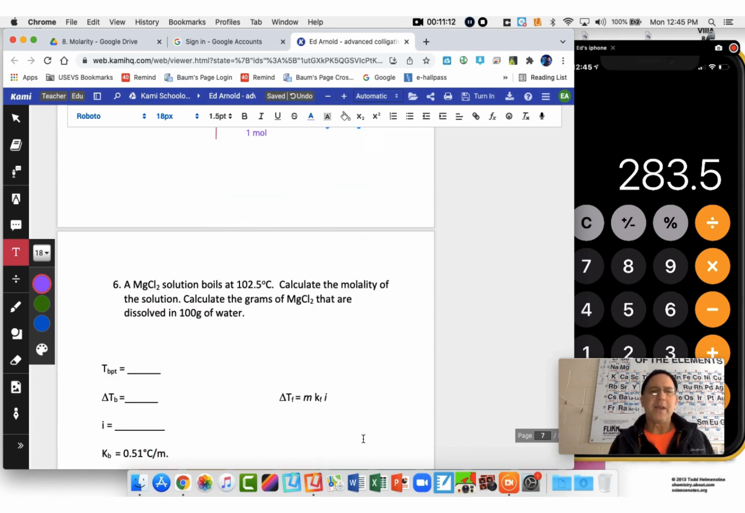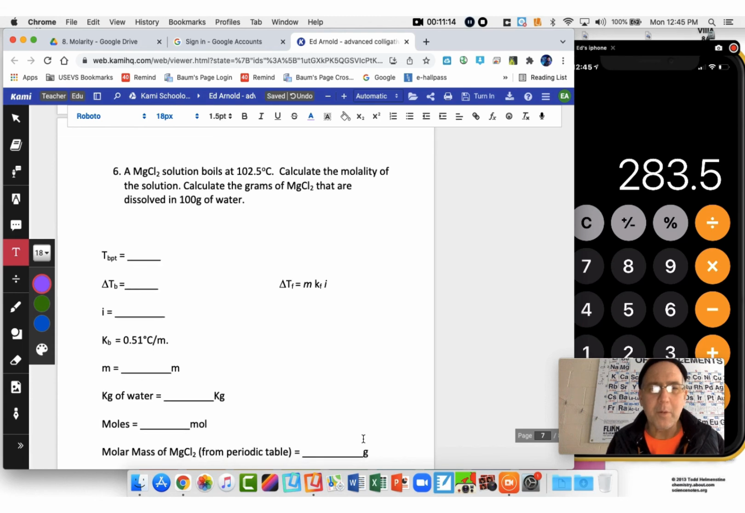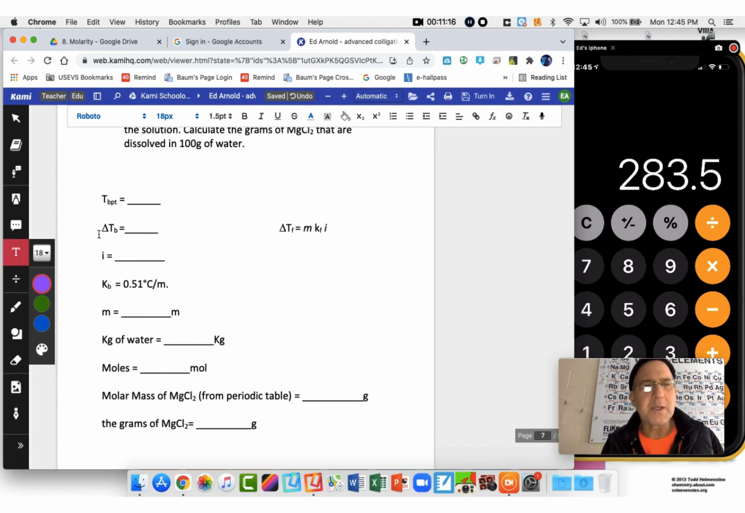I'm going to leave that next problem to you. Remember, this is boiling point. Everything should work out the same except this first part here, which I've already talked about.